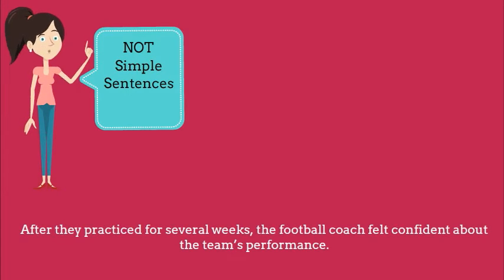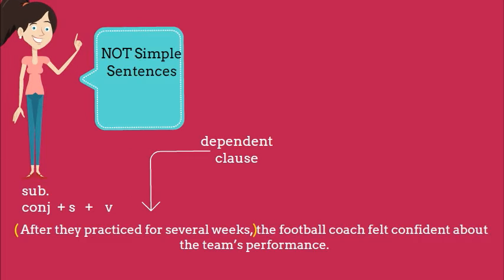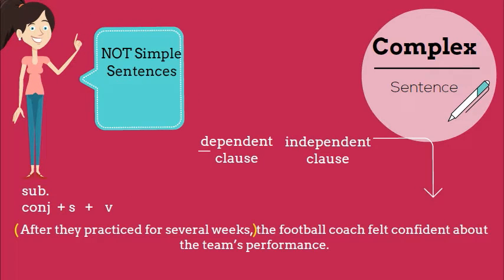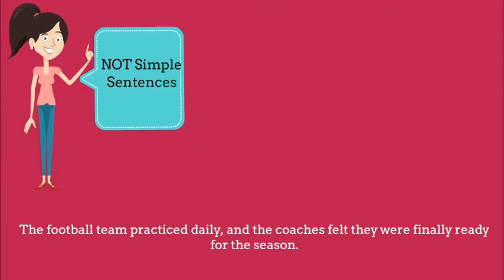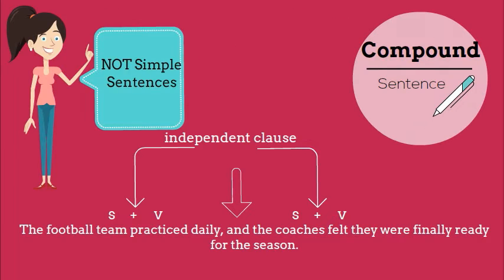Here's the first example. After they practiced for several weeks, the football coach felt confident about the team's performance. This is not a simple sentence since there's a subordinating conjunction followed by a subject and verb creating a dependent clause. When added to an independent clause, it creates a complex sentence. Here's another example. The football team practiced daily and the coaches felt they were finally ready for the season. This is not a simple sentence because two independent clauses joined by and creates a compound sentence.